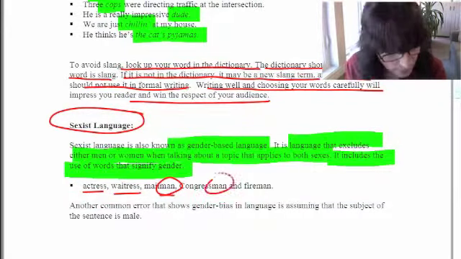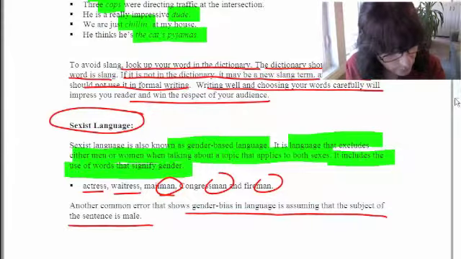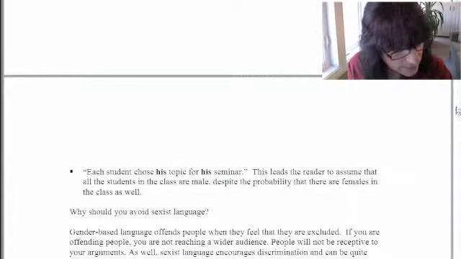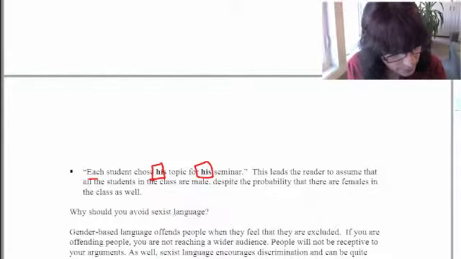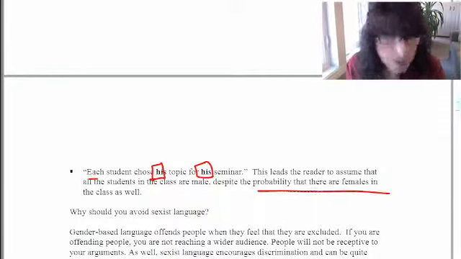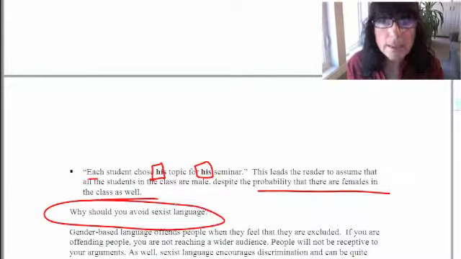Here are some examples. Actress is female, waitress, mailman, congressman, fireman. So another common error that shows gender bias in language is assuming that the subject of the sentence is a male. So here's an example: Each student chose his topic for his seminar. Now, this sentence, when you read it, the reader would assume that all the students in the class are male. But the probability is that there are females in the class as well. So you would want to be careful of writing in this way.